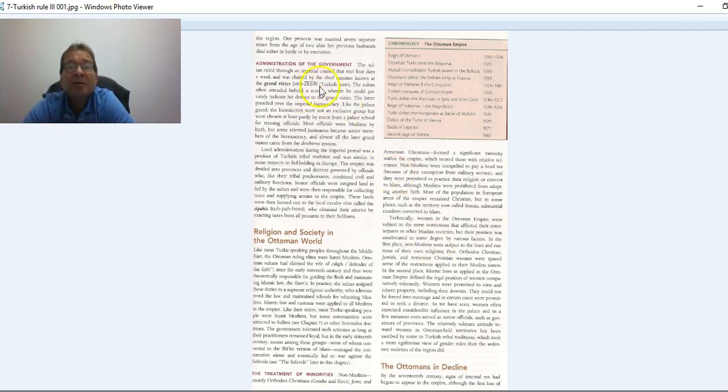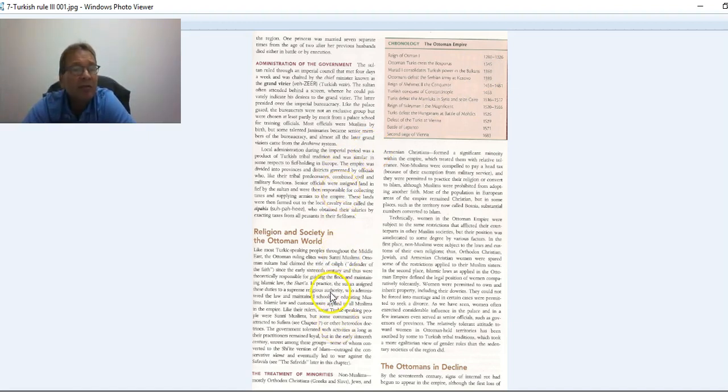The Grand Vizier was the chief minister. The Sultan would sit behind a screen. He wouldn't actually look at anybody, and then the Vizier would indicate to the Sultan what business needs to be taken care of. This is a nice chronology here if you want to take a look at it when you get a chance.